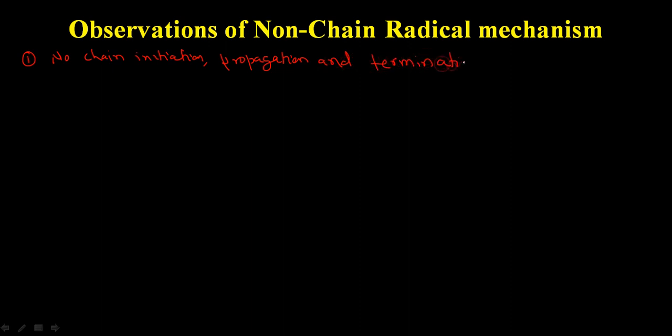Now what are the important observations which are connected to the non-chain radical mechanism? The first one is, these observations are very important. So no chain initiation, propagation and termination steps are involved.